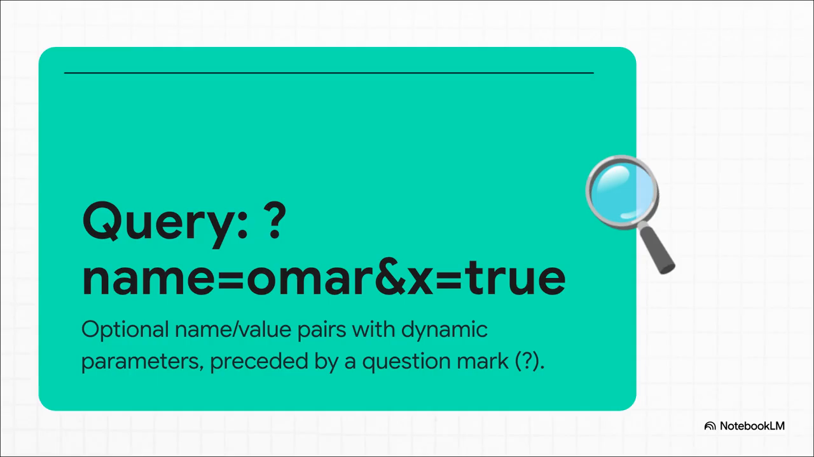And finally, we have this bit at the very end that starts with the question mark. This is the query string. This is just extra information we're giving the server. It's like filling out a little form. Here, we're saying the name should be Omar and the value X should be true. This is what allows for all sorts of dynamic content all over the web.